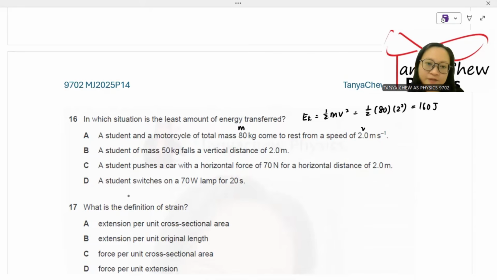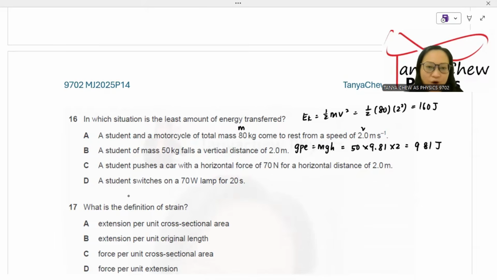B, a student of mass 50 kilogram falls a vertical distance of 2 meter. So the energy is gravitational potential energy, which is equal to mgh. 50 times 9.81 times 2, and I got 981 joules.